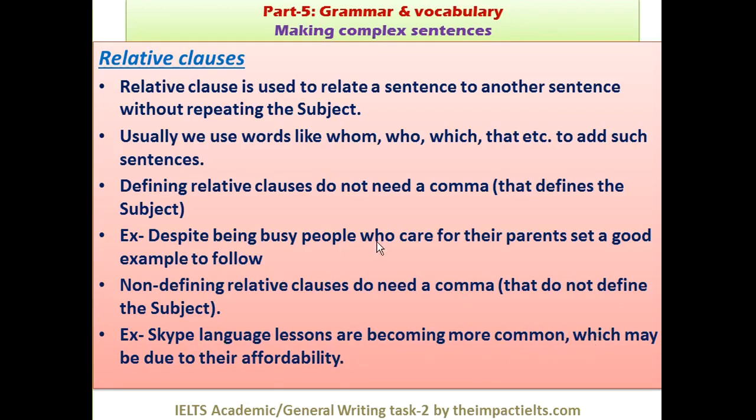If we want to know who and what we are talking about, like people who care, you can see this is defining. We are not using a comma in between. But here, because they are non-defining, we are not defining them. Skype language lessons are becoming more common, so we are supposed to already know what Skype language is. I'm just giving additional information, which may be due to their affordability. That's why we have used a comma. So I hope you will be careful while using the relative clause, especially where to use punctuation marks or not.